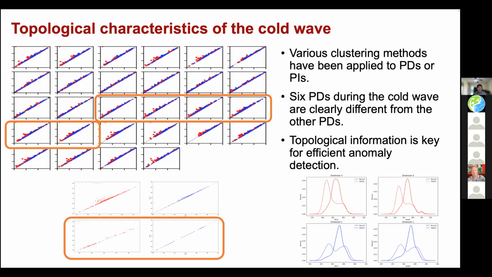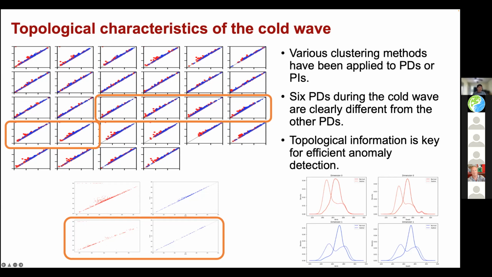So in the previous slide, I showed a really quick and dirty clustering, but actually my colleague, Professor Matthew Dixon, has applied different clustering methods to these 28 PDs for the temperature over the Great Plains in February 2021. And not surprisingly, there are clear differences between these days inside the yellow rectangle with anomalous low temperature, and the rest of the days.